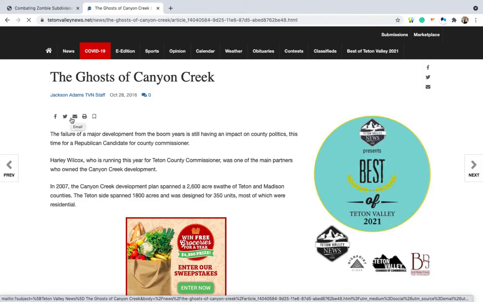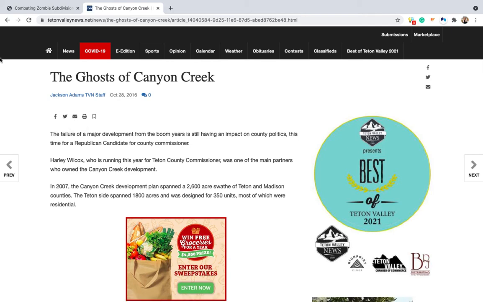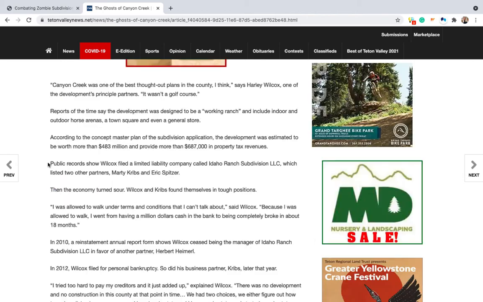In 2016, a local news article on one of the candidates for Commissioner of Teton County, Idaho, pulled out an old skeleton in the closet. This particular skeleton was not an affair, tax evasion, or corruption, but a failed real estate development called Canyon Creek. In 2007, the candidate in question had been one of the partners in the development company that planned, entitled, and subdivided the 350-unit Canyon Creek subdivision.